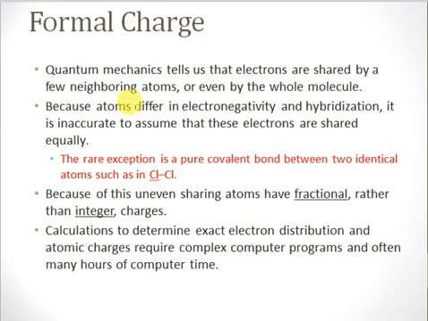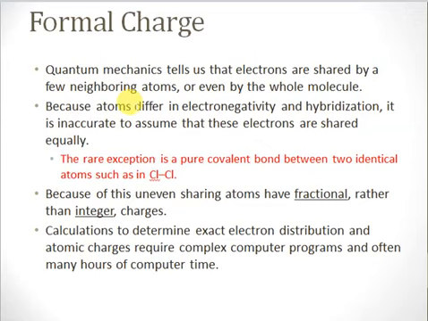So from quantum mechanics, we know today that electrons are shared between neighboring atoms, or they can even be shared by the whole molecule, right? Secondly, because atoms differ in their electronegativity and also in their hybridization, we cannot assume that electrons are shared equally, right? So whenever you have two different atoms, whatever the electronegativity difference between them, electrons are not shared equally.